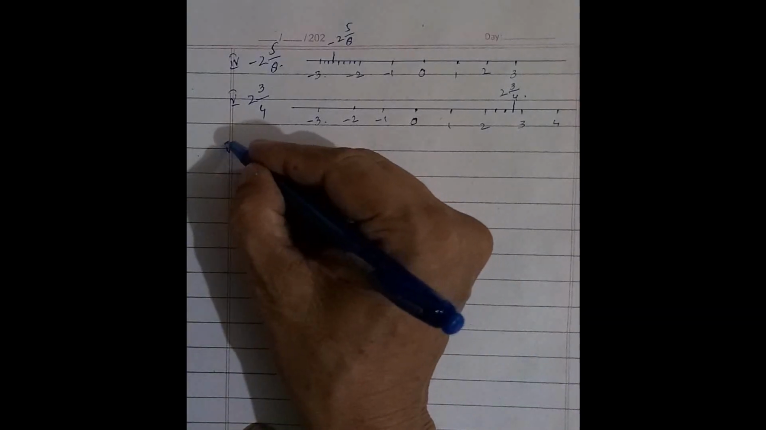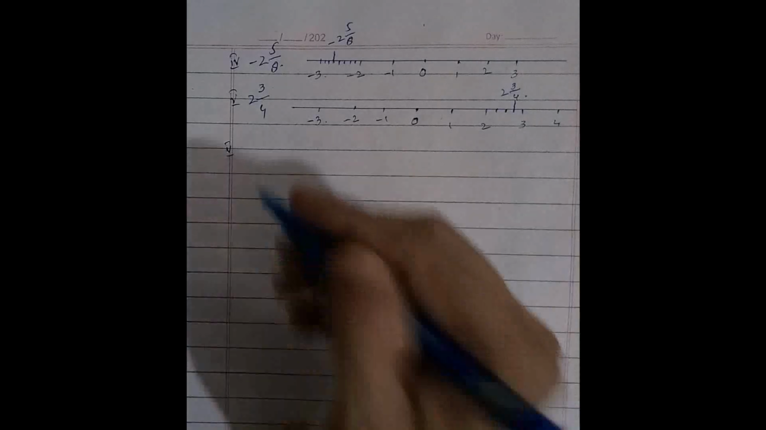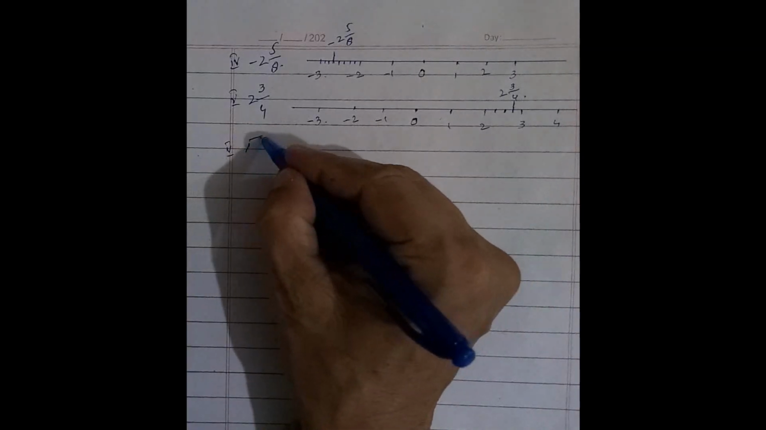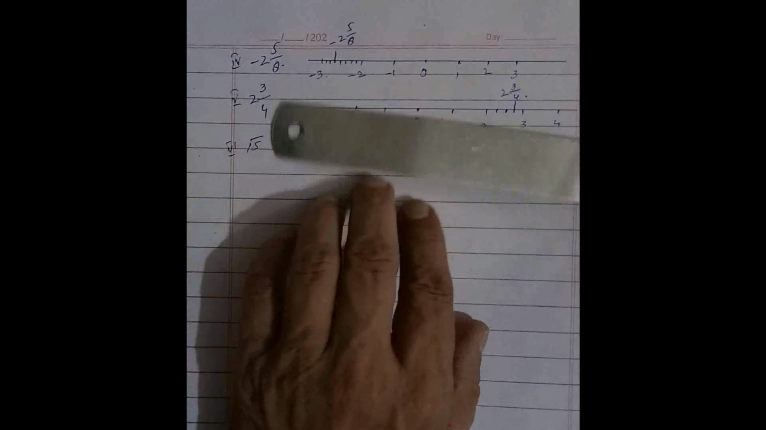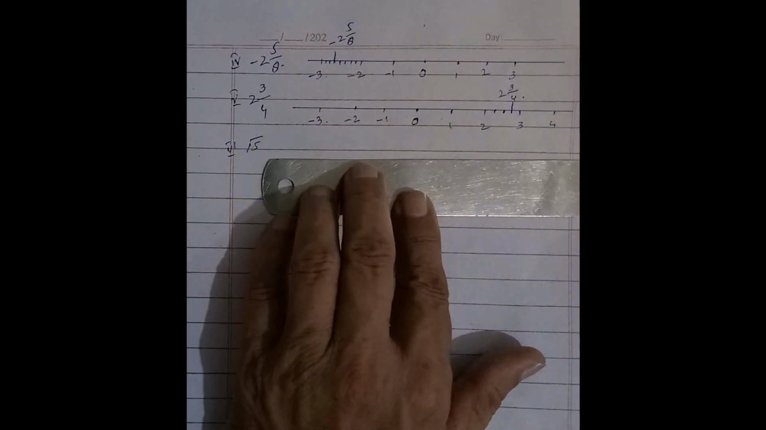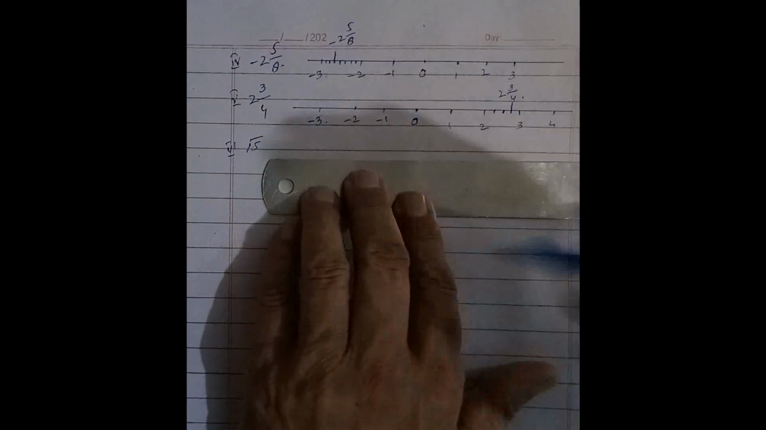And the next is the fifth portion of the question, question 4, part 6, which is square root 5. We take the line first.